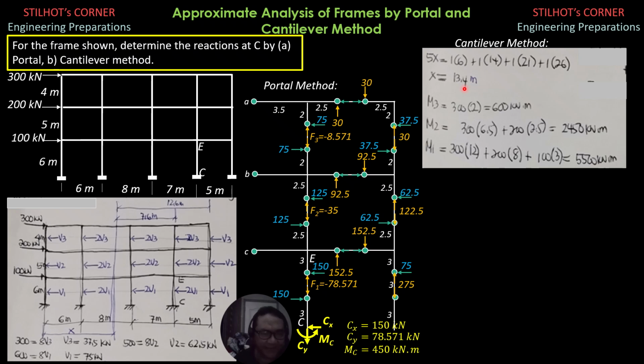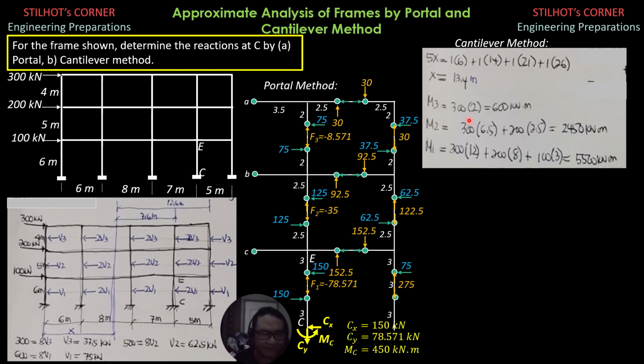So having found x equals 13.4, that means this distance is, although that is not important, because we want the axial forces in these columns and in this column. So 21 minus 13.4 is 7.6 meters, while 26 minus 13.4 is 12.6 meters.